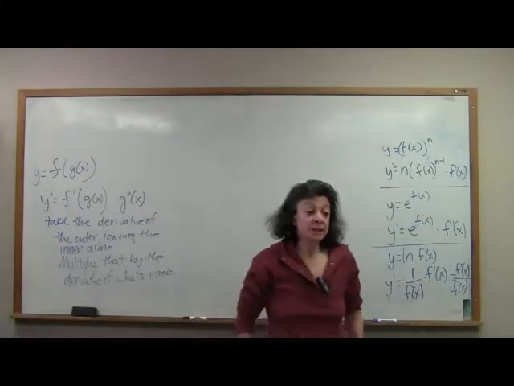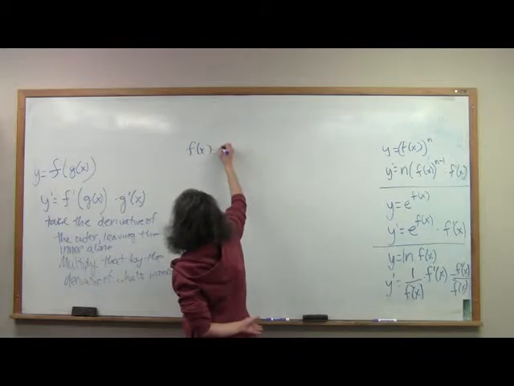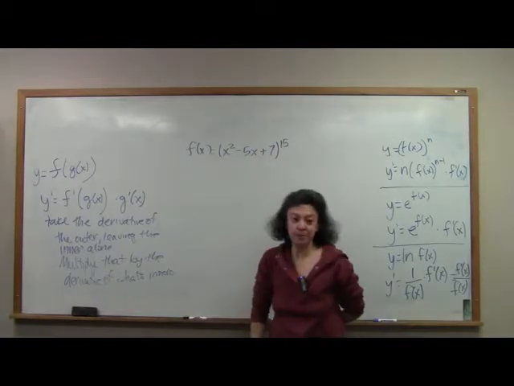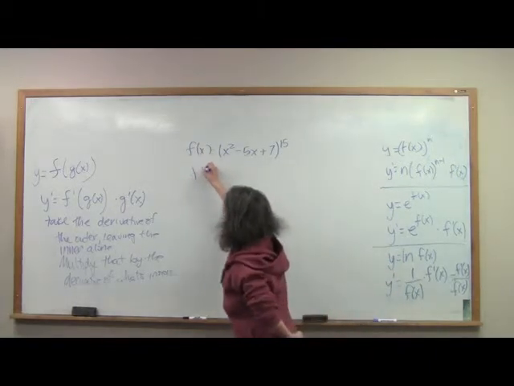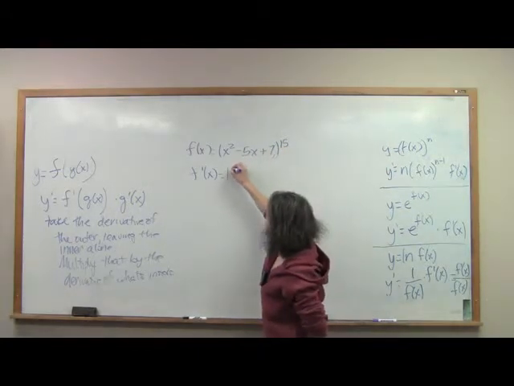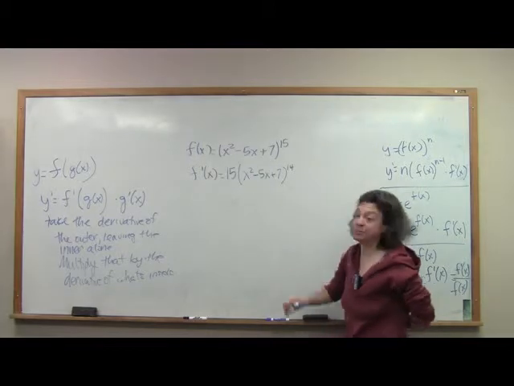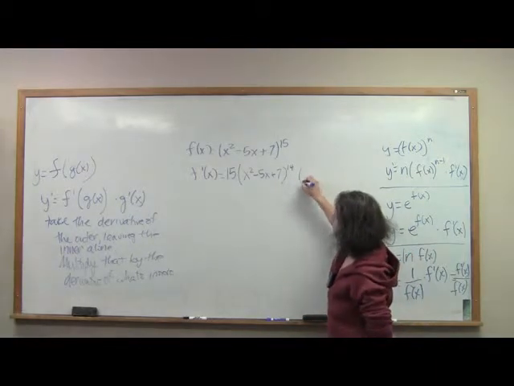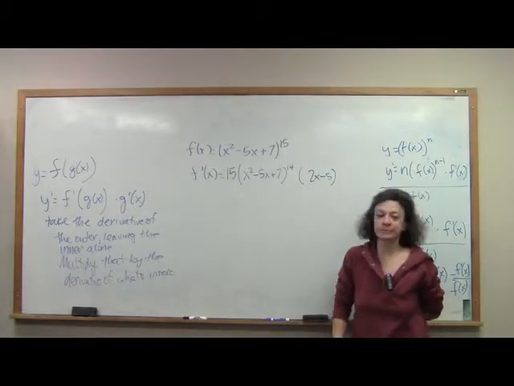All right, so let's practice this. Suppose, I can't remember the exact function I just wrote down, but something like x squared minus 5x plus 7 raised to the 15th power. How would we take the derivative of this using the chain rule? Well, you take the derivative of the outer, leaving the inner alone. So bring your exponent down in front, rewrite your inside function, subtract 1 from your exponent, and then multiply that by the derivative of what's inside. Well, what's the derivative of x squared minus 5x plus 7? You get 2x minus 5.